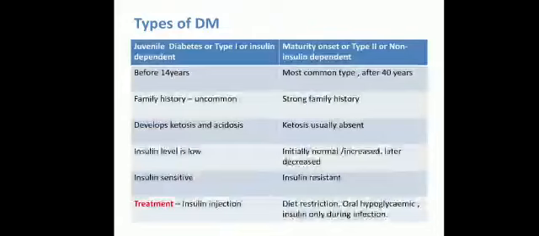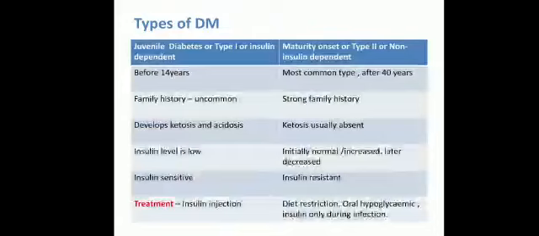Now, when you look at type 2, the non-insulin dependent or maturity onset diabetes, it is the most common type, and it normally occurs after the age of 40 years. Family history is very strong with type 2 diabetes. Ketosis is usually absent, whereas in type 1 diabetes, both ketosis and acidosis are present.